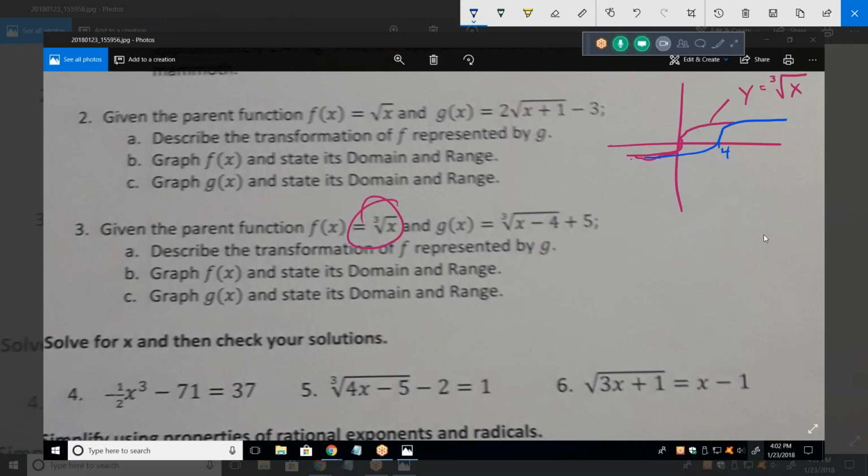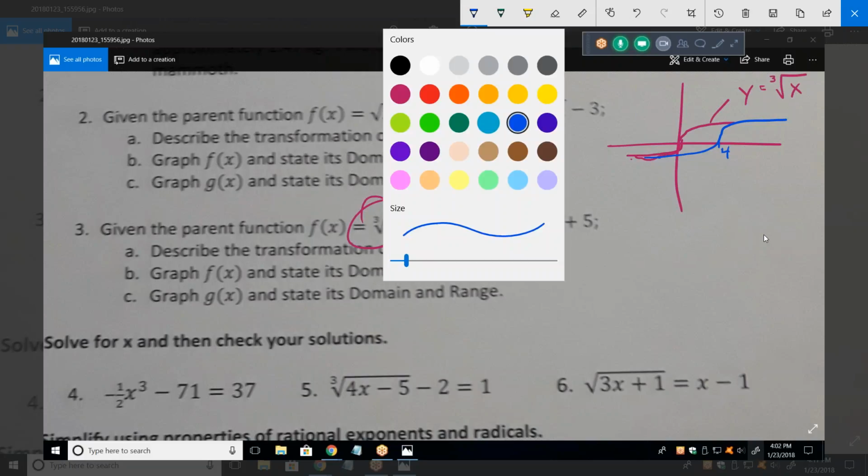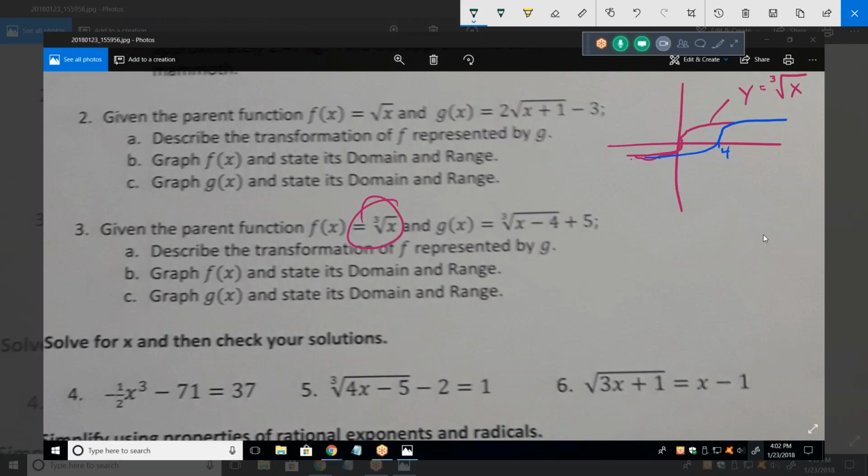Okay. What else? What's the other thing happening? Shifted up 5. Up by 5. So I'm going to put my blue curve again, no change in shape. But I'm going to try to draw a parallel curve to the blue curve, only shift it up by 5. Okay, so our green curve is this function right there.